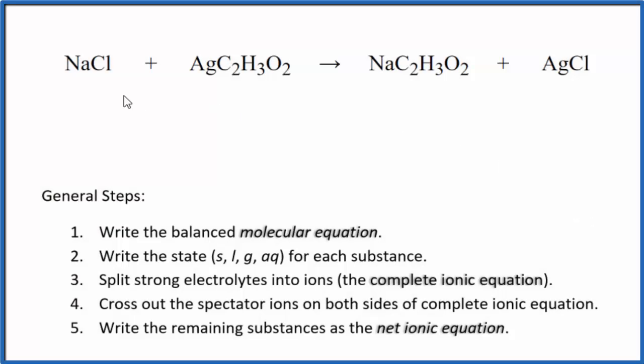In this video, we'll write the balanced net ionic equation for NaCl plus AgC2H3O2, sodium chloride and then silver acetate. This is the acetate ion. Sometimes you'll see the silver acetate written like this, AgC2H3O2. It's the same thing, just writing it with the positive ion first here, and then we have the Ag second here. We're going to go with this one, though.